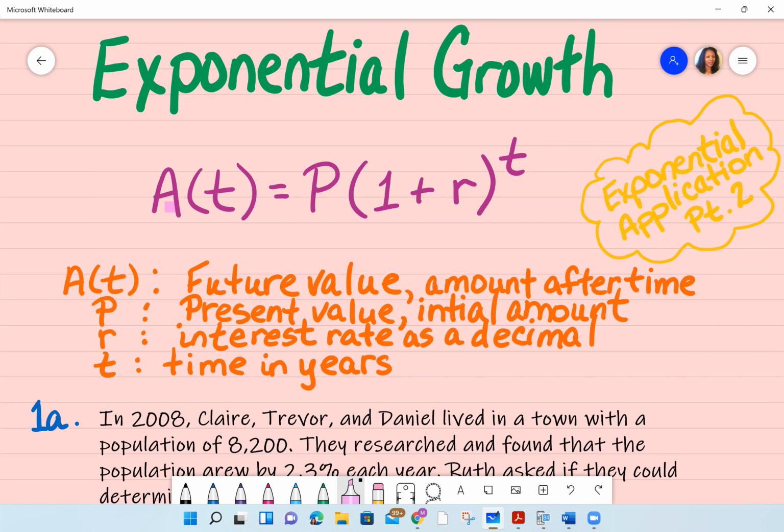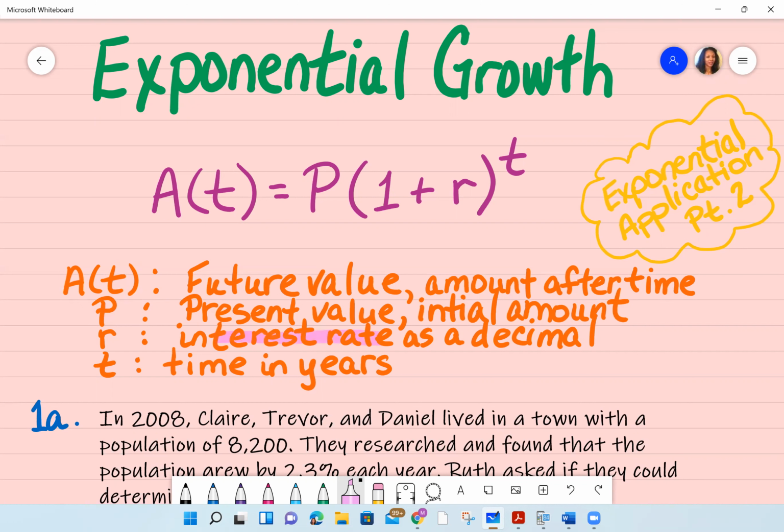As I mentioned once before, A of t represents your future value, or the amount after time. That's how I like to look at it, A of t. Sometimes it will be shown as just A, and that's okay. P is the present value, so what's occurring now, or your initial amount. And it doesn't even have to be money. In our examples, we're going to be talking about population.